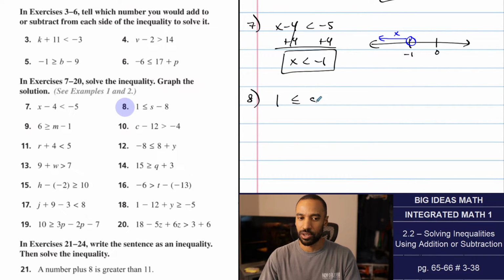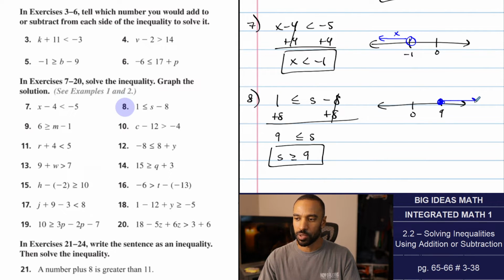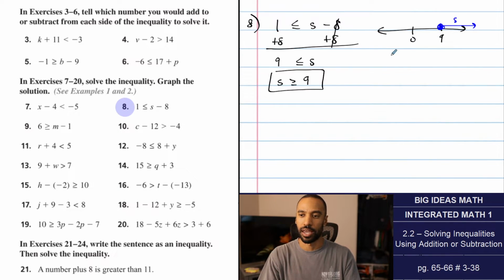Number 8, 1 is less than or equal to s minus 8. If I add 8 to both sides, I'm going to get 9 is less than or equal to s, but it's best that you rewrite this so s is on this side. Obviously, you have to flip the inequality when you turn the whole thing over. S is greater than or equal to 9. This will be confirmed when we do our thing with 0 as well. Take a look and see if we did this correctly. If you didn't, obviously you're going to have to redo it. But closed circle, because it's also equal to, greater than is to the right. 0 shouldn't work for this one. Like I said, 0 minus 8 is negative 8. Is 1 less than or equal to negative 8? No. So 0 shouldn't work, neither should anything on that side.